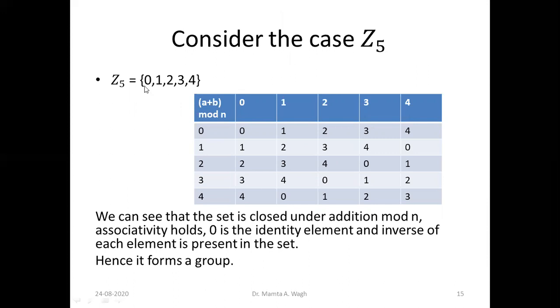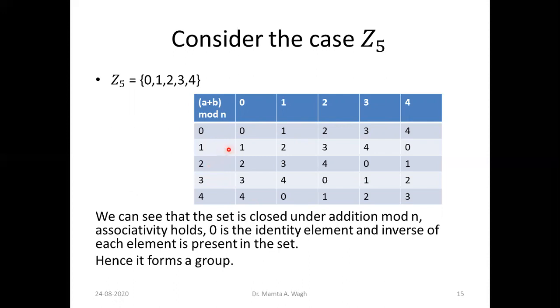So as I told you, Z5 will be having these 5 elements: 0, 1, 2, 3, 4, that is 0 to n minus 1. Here n is 5. So first of all, let us make this Cayley table. You are having 0, 1, 2, 3, 4 column-wise and row-wise also, and the operation is a plus b mod n, addition modulo n. So first take this row. Here you are adding every element with 0. So 0 plus 0 is 0, 0 plus 1 is 1. So they are the same because adding 0 is not changing them.